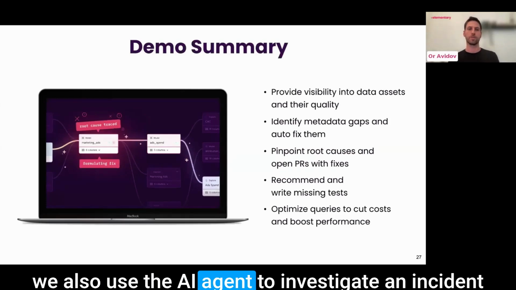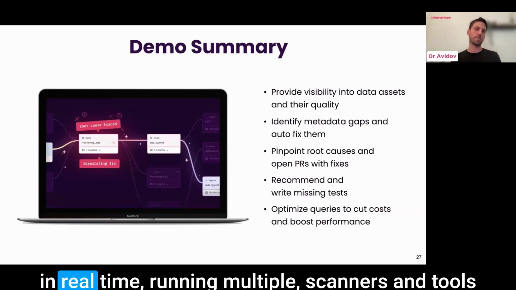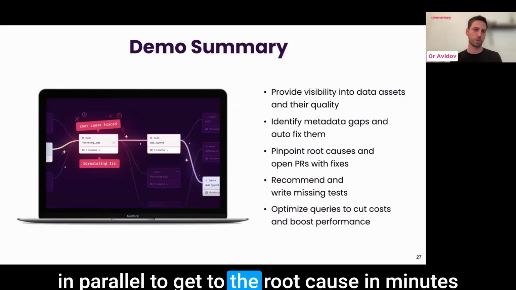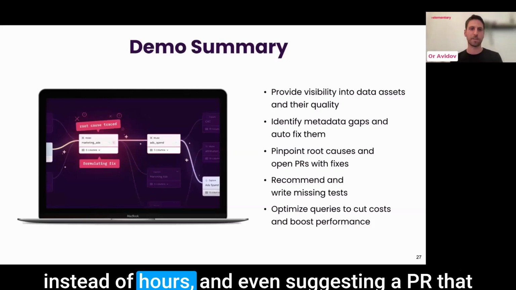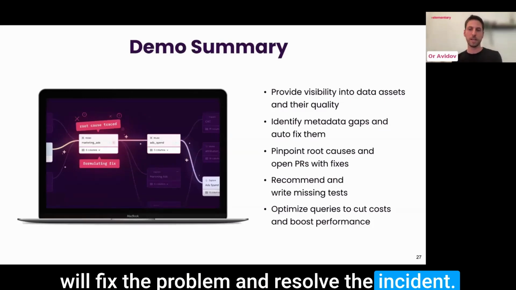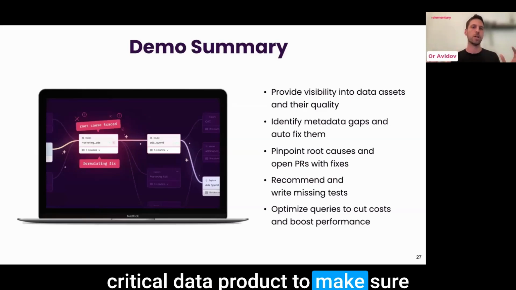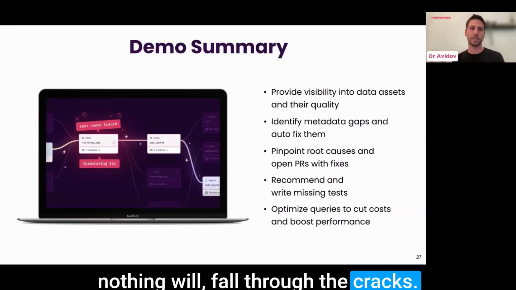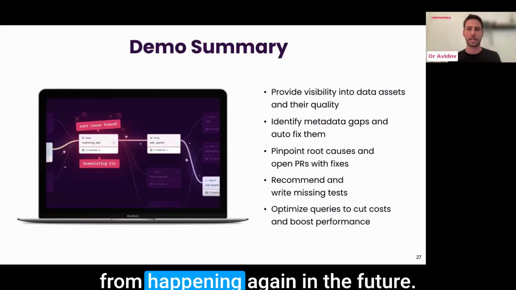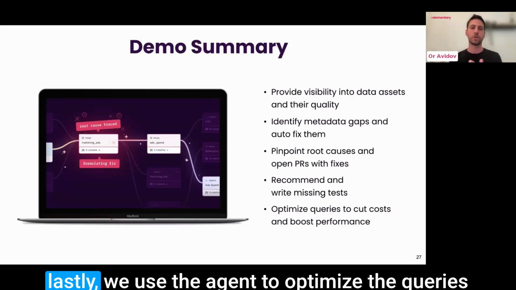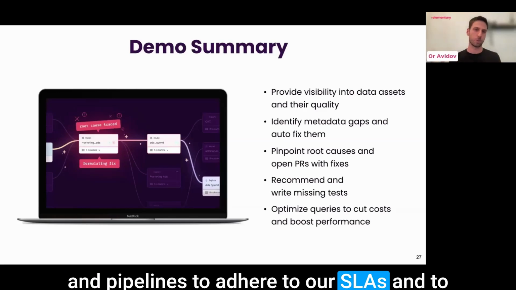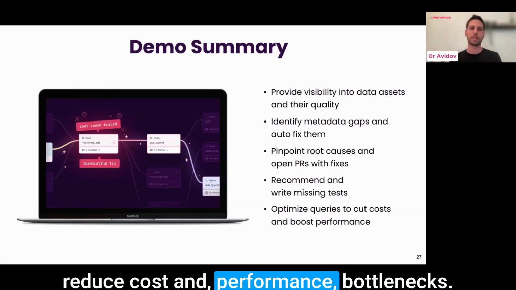We also used the AI agent to investigate an incident in real time, running multiple scanners and tools in parallel to get to the root cause in minutes instead of hours, and even suggesting a PR that will fix the problem and resolve the incident, building good coverage for that critical data product to make sure nothing will fall through the cracks and we will prevent these incidents from happening again in the future. Lastly, we used the agent to optimize the queries and pipelines to adhere to our SLAs and to reduce cost and performance bottlenecks.